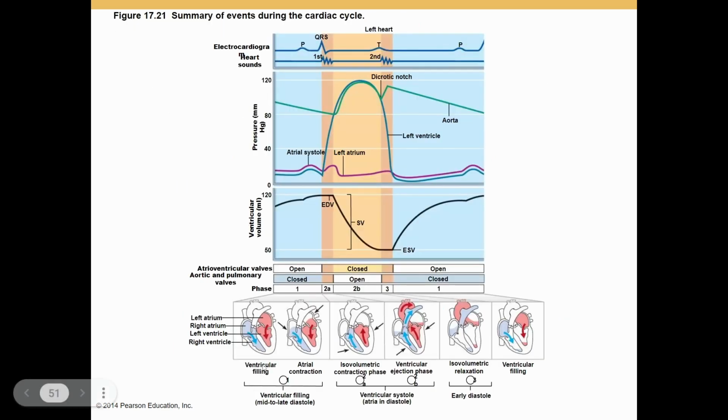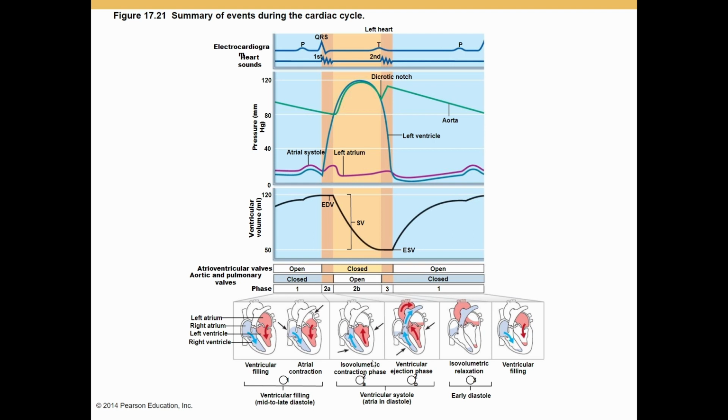So again, step 1 was ventricular filling. Both the atria and ventricles are relaxed. Then the atria contract, push the rest of the blood into the ventricles. As the atria then relax, the ventricles begin contracting. This is the isovolumetric contraction phase, and in any isovolumetric phase, all the valves are closed.